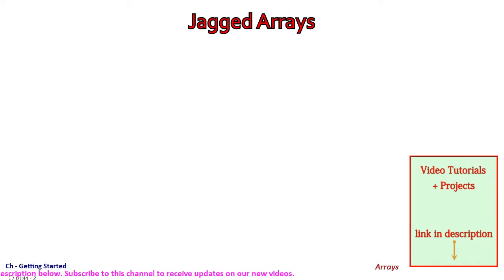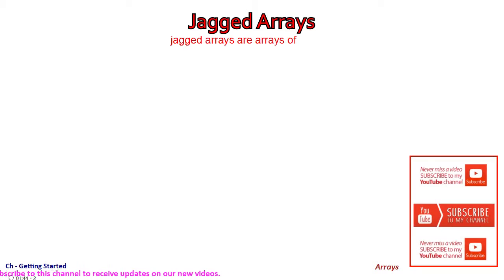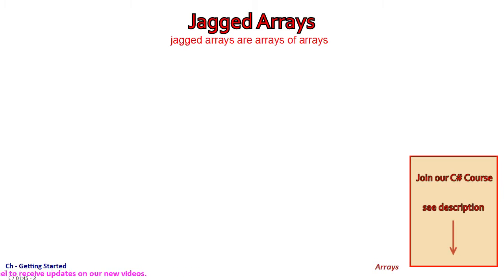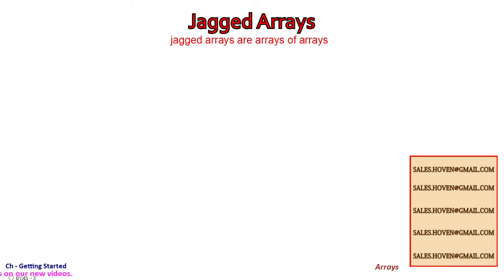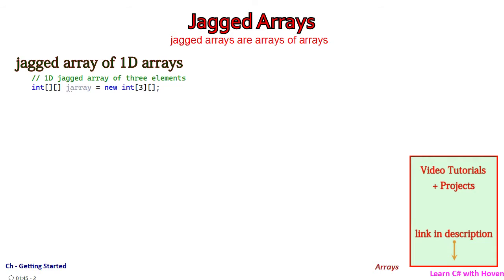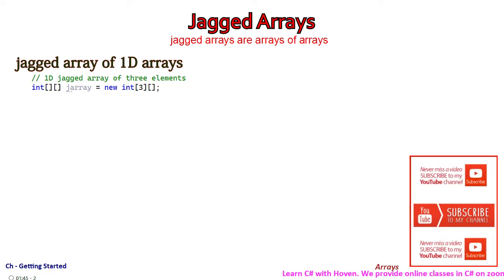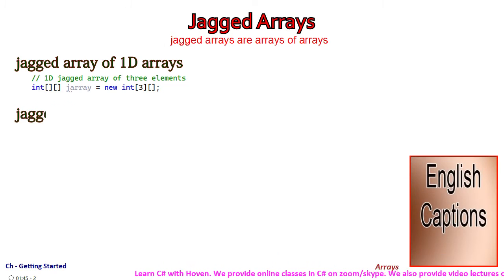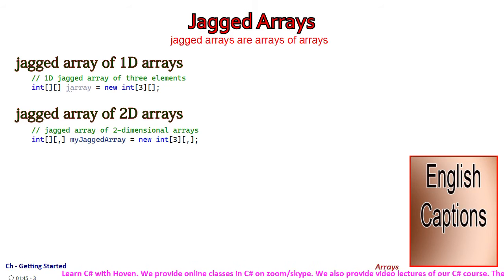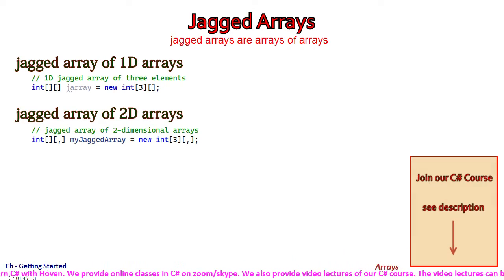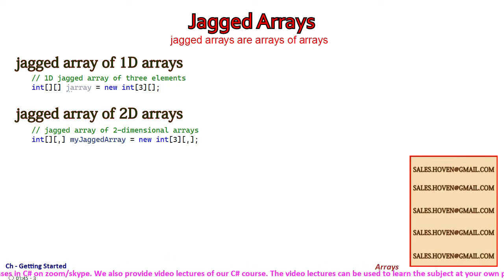So let's now come to jagged arrays. A jagged array is an array whose elements are arrays. We can call jagged arrays arrays of arrays. This code that you are seeing here declares a one-dimensional jagged array of three elements. So this array can store three arrays. A jagged array of multi-dimensional arrays is also possible, and this is an array whose elements are two-dimensional arrays. So this jagged array can store arrays that are two-dimensional.